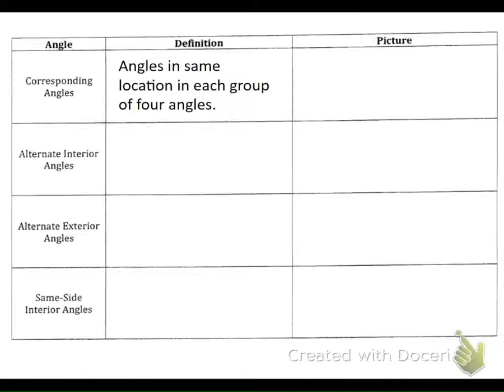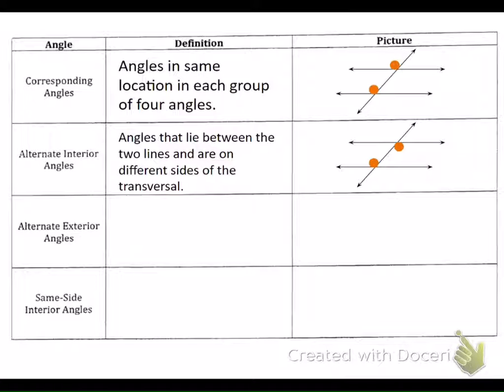So corresponding angles are angles in the same location in each group of four angles. There you go, Sudie, that's your first definition. A picture of it looks like this. Alternate interior angles lie between the two lines and are on different sides of the transversal. So they're both on the inside of the lines and on opposite sides of the transversal. Interior means inside.